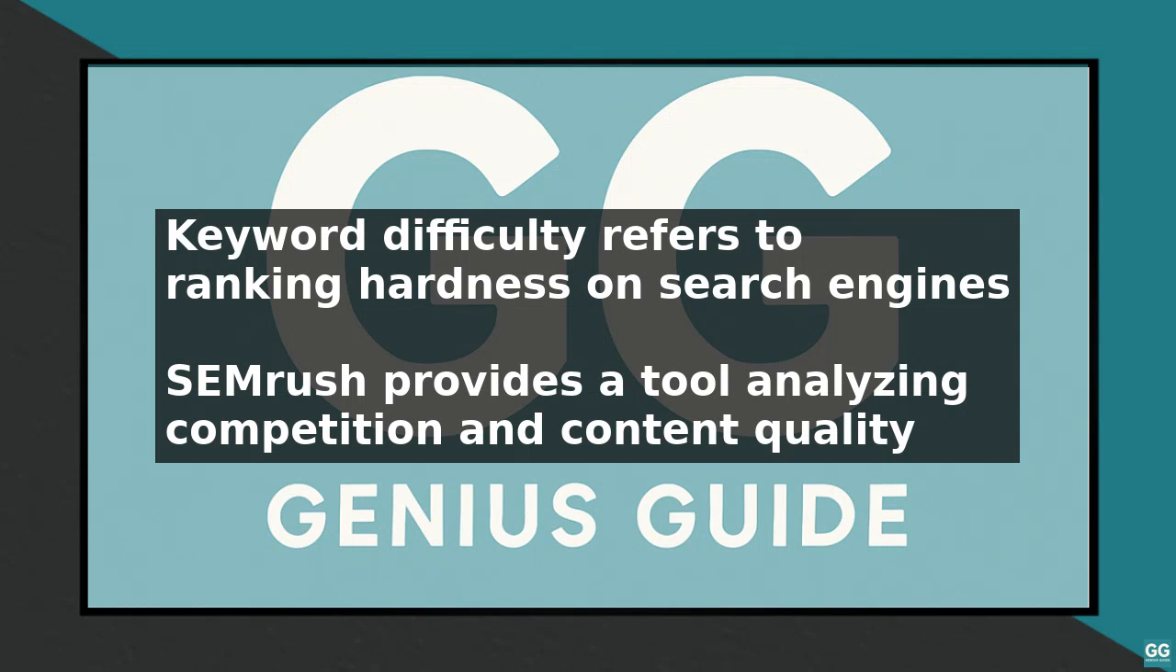To compare keyword difficulty in Semrush, start by understanding what keyword difficulty is. It refers to how hard it is to rank for a particular keyword on search engines. Semrush provides a keyword difficulty tool that analyzes various factors such as competition, search volume, and content quality to give a score. First, log into your Semrush account and navigate to the Keyword Magic tool.